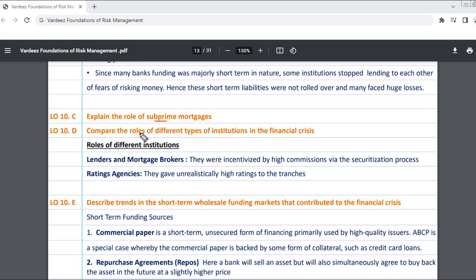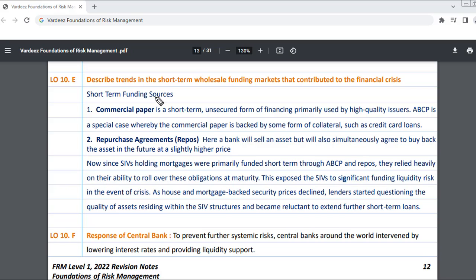We have already talked about this. Compare the roles of different types of institutions. Yes, we need to talk about different types of institutions. Talking about rating agencies, they gave unrealistically high ratings to the tranches, just to attract more investors. And talking about lenders and the mortgage brokers, they were incentivized by high commissions via the securitization process. So there were mortgage brokers who were giving out loans to the borrowers, and they used to get good commissions on the deal, so they were incentivized by that.